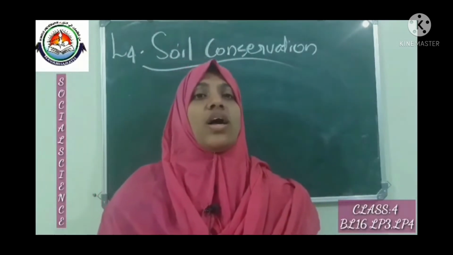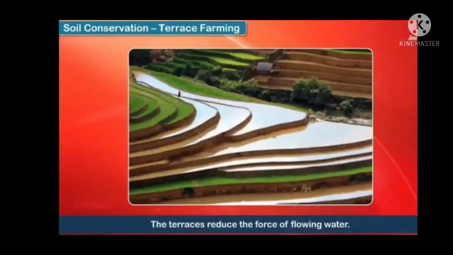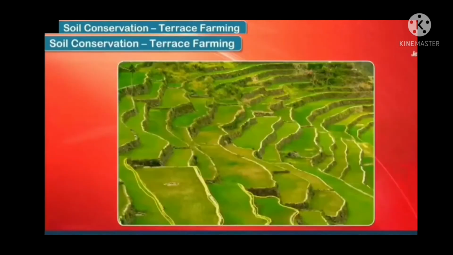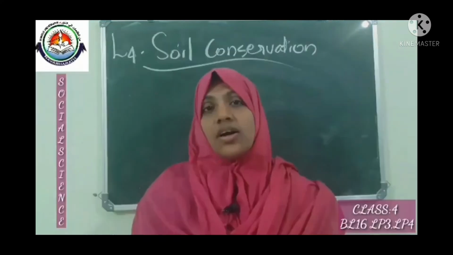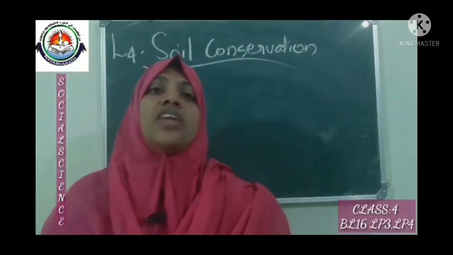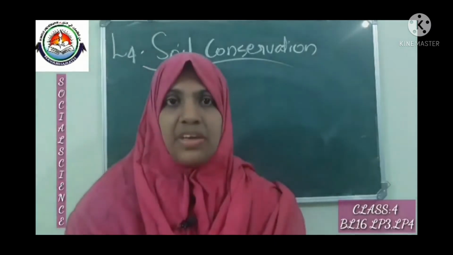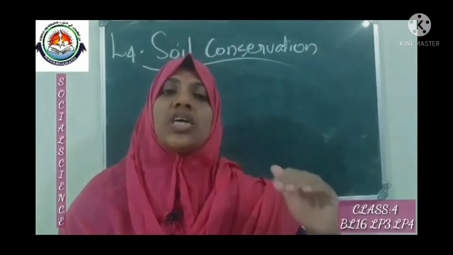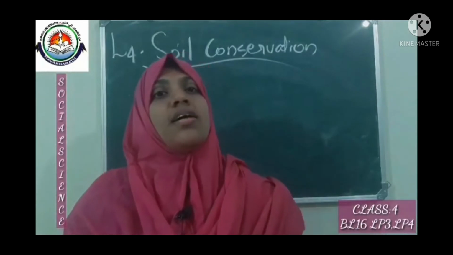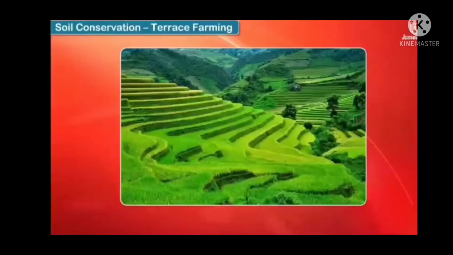Next one, terrace farming. Terrace farming is done on the mountain slope by making step-like structures to grow crops. Contour plowing is similar to terrace farming, but here steps are formed by following the elevation line. This method does not let the water flow down the slope. Both are suitable in mountains. Terrace farming is farming done on mountains by making steps.